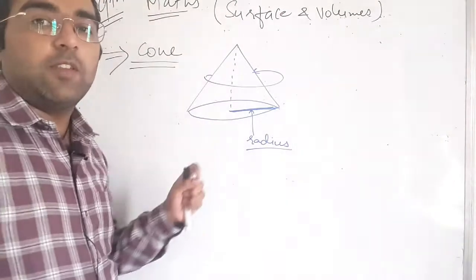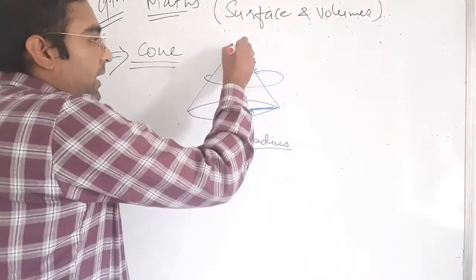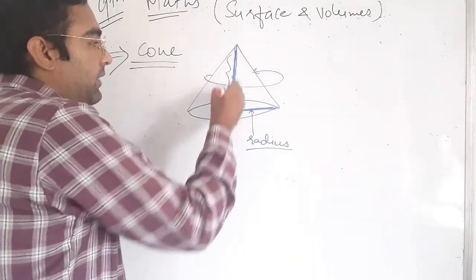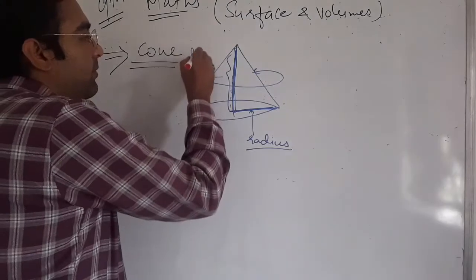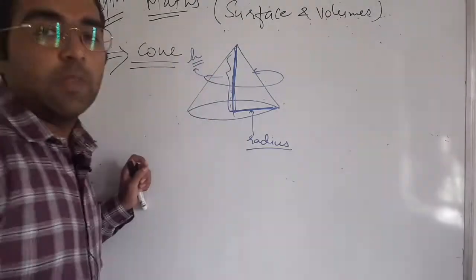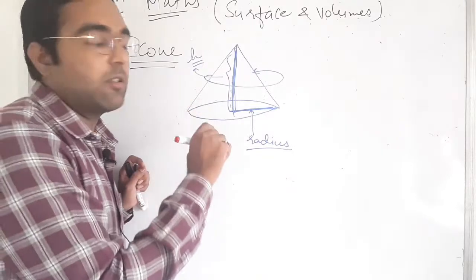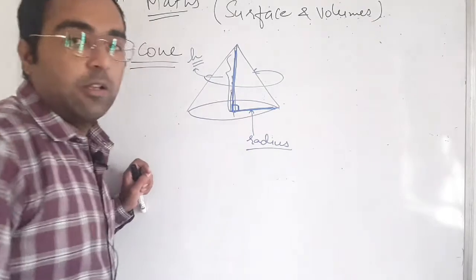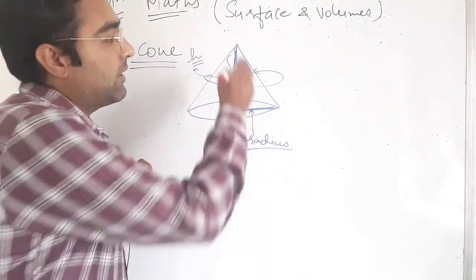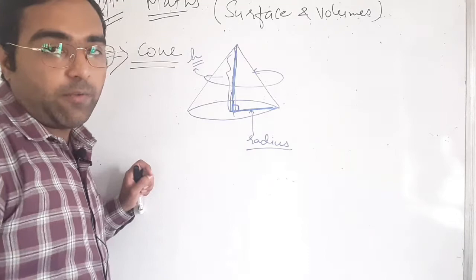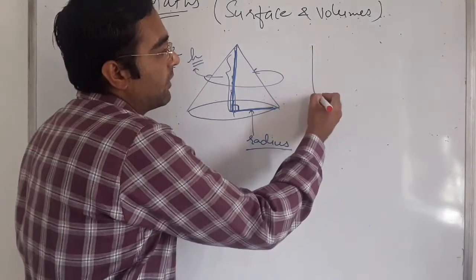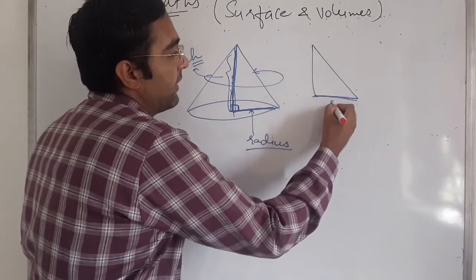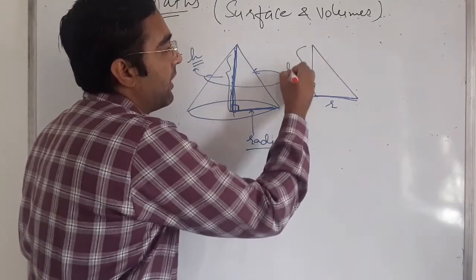We have to take the radius of the cone, and this is the height of the cone. Now the height of the cone and the radius of the cone meet mutually at perpendicular. So here a right angle triangle is formed. This is the base of the triangle, that is the radius r, and the height of the triangle, that is h.